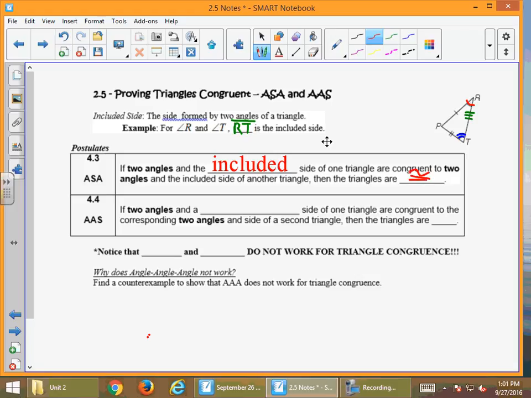We're trying to figure out the least possible way, the least number of pieces that I need to say triangles are congruent. So I need to have two angles that include a side. If I do, then they are congruent.